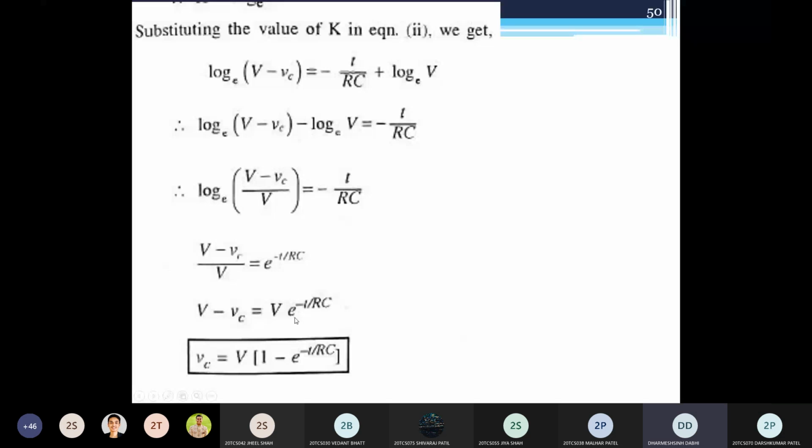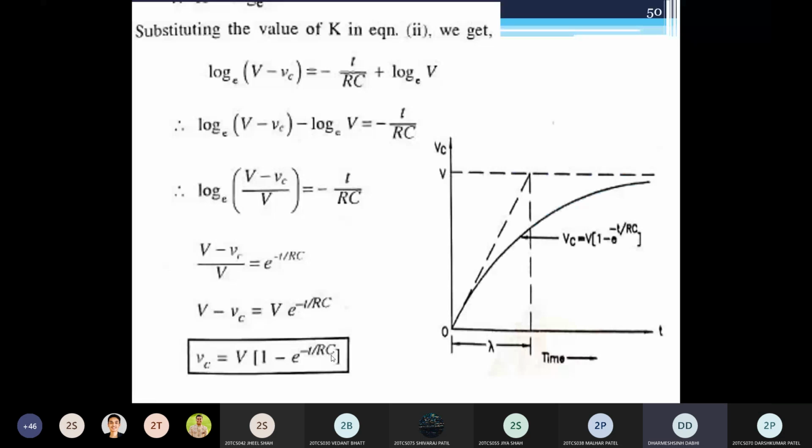So the voltage across the capacitor Vc becomes what? By taking the common V, finally the equation of voltage across the capacitor becomes V into (1 minus e raised to minus t upon RC). RC is nothing but the charging time constant that we call lambda. So lambda, the charging time constant, is equal to RC.